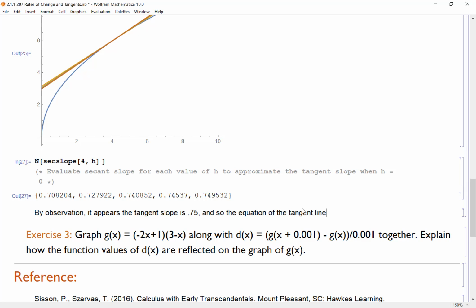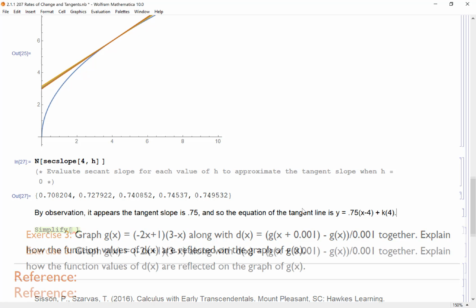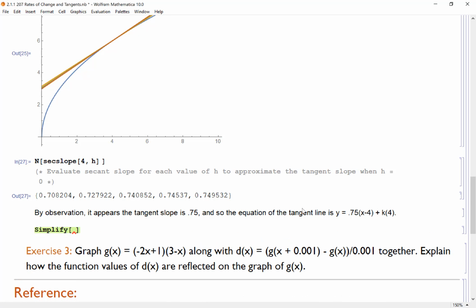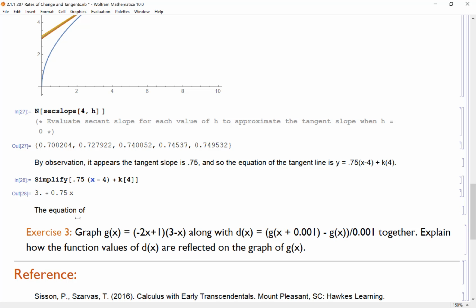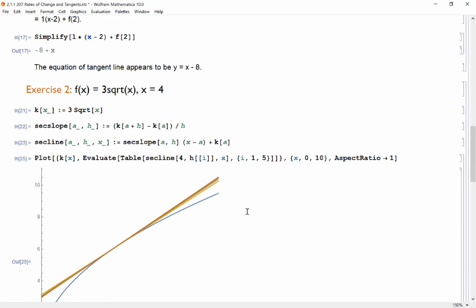And so the equation of the tangent line is going to be y equals our slope, which is 0.75, times our point, and we had an a value of 4, so x minus 4, plus k of 4. If I let Mathematica do the algebra on that, which we could do ourselves, just being kind of lazy, honestly, but that's the power of Mathematica, letting it do it for us. Alright, we get 0.75x plus 3, so by observation, the equation of the tangent line appears to be y equals 0.75x plus 3.